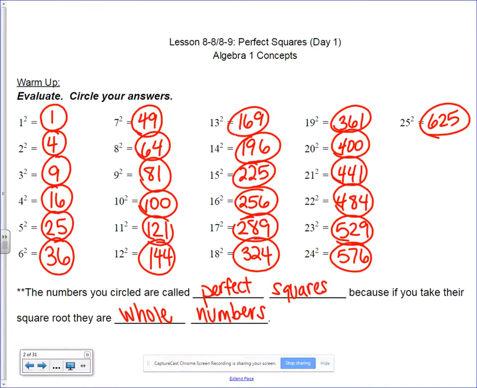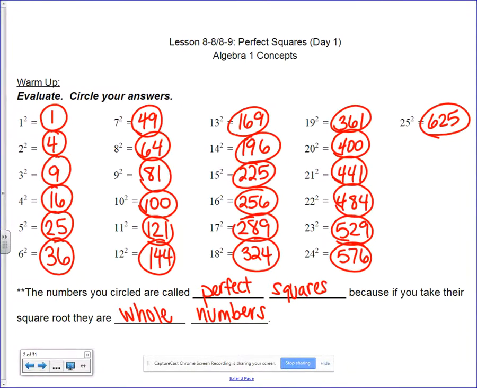So, grab your calculator, find your square root key. Does everybody remember where their square root key is? Mine's right there. It's in a different color, which means I have to press the second button and then hit that square root button. Type in 900 for me. What is the square root of 900? 30. Is that a whole number? That means 900 is a perfect square. Clear? Okay.